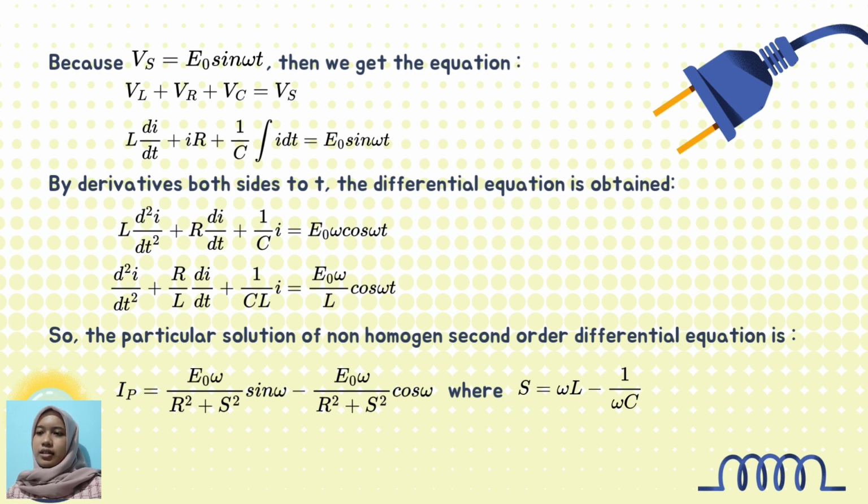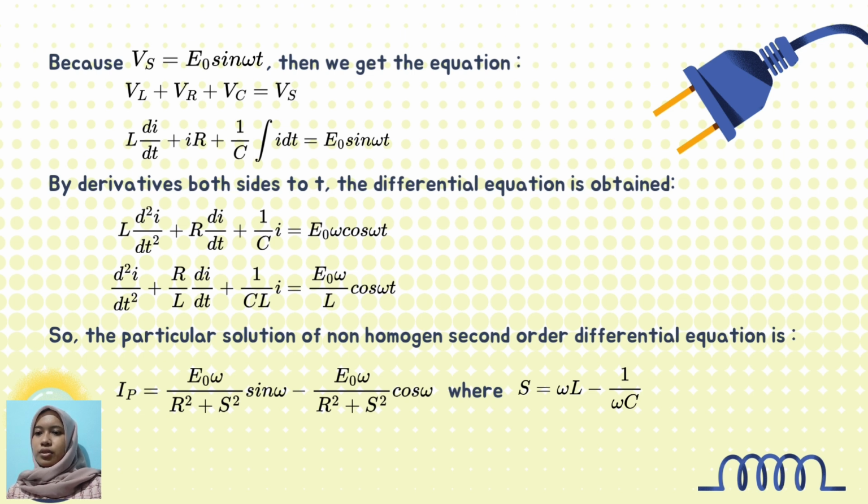L times the second derivative of I with respect to t plus R di/dt plus 1 over C times I equals E0 omega cos omega t. Then we divide both sides by L, so we get the second derivative of I with respect to t plus R over L di/dt plus 1 over LC times I equals E0 omega over L cos omega t. This equation is a non-homogeneous differential equation.